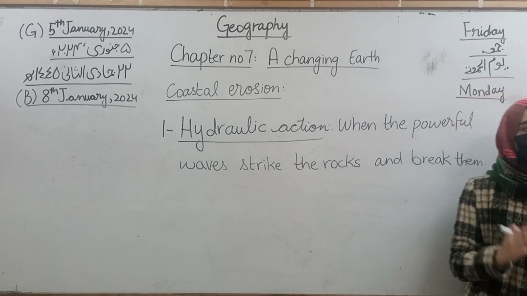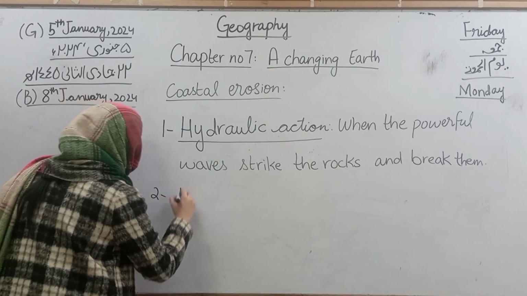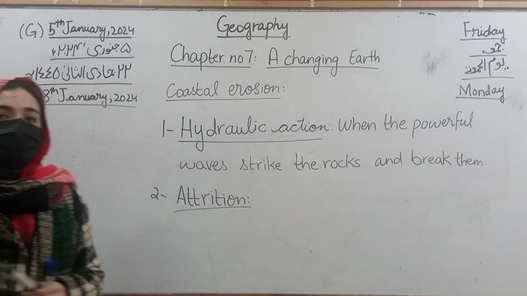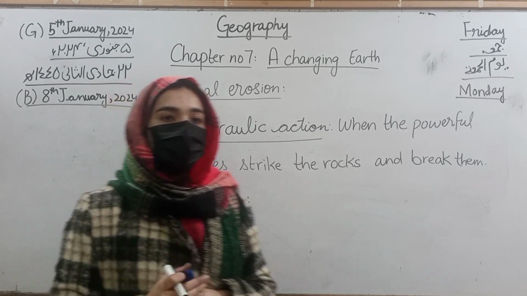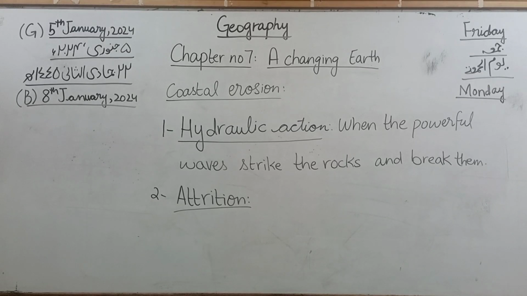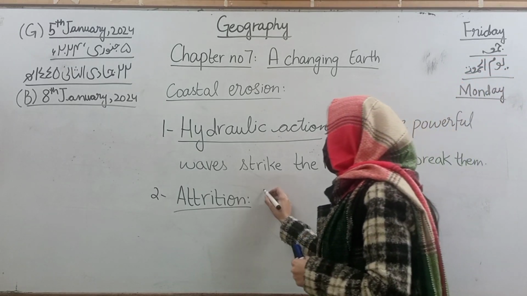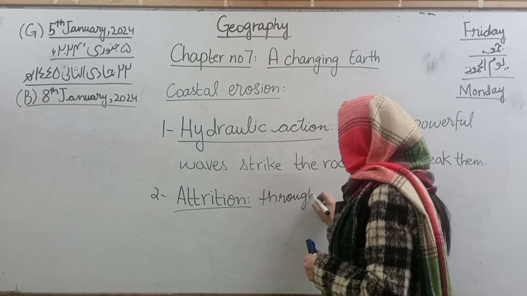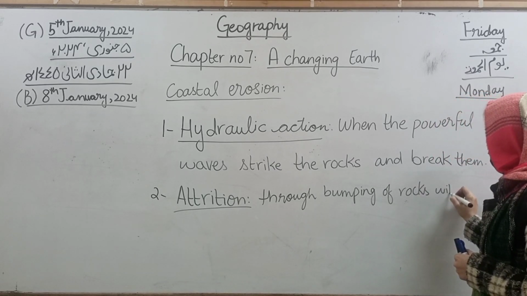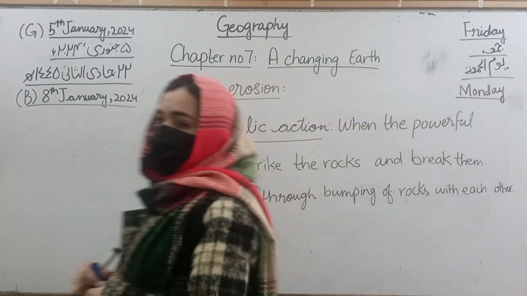Who will explain the second way by which coastal erosion occurs? Yes, good. The second one is attrition. Who will explain it? Yes, very nice. You have a good concept. In attrition, the sea moves and causes rocks and pebbles on the shore to bump against one another. So coastal erosion occurs by attrition through the bumping of rocks with each other.